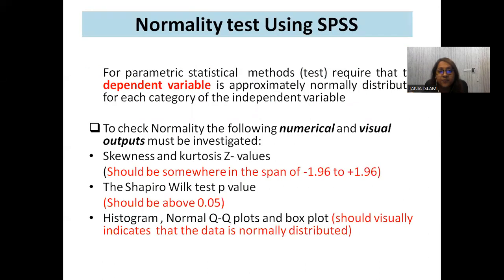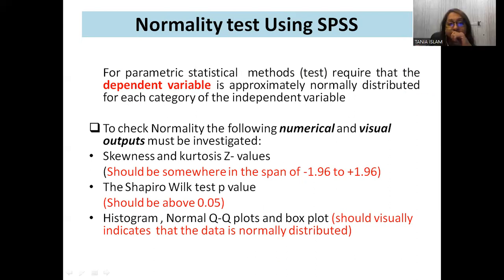Okay, so to check the data for normality, there are certain methods, and always remember we check the normality of the dependent variable. Okay, and if you have the dependent variable, it should be checked for each category of independent variable.